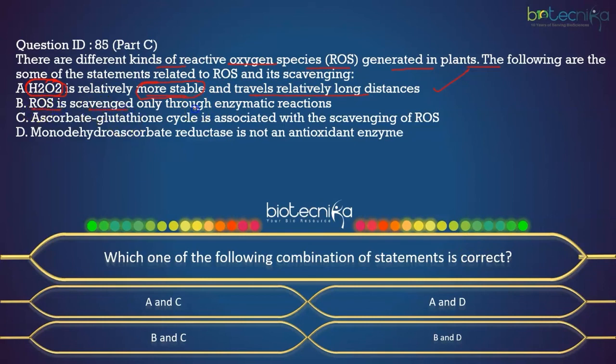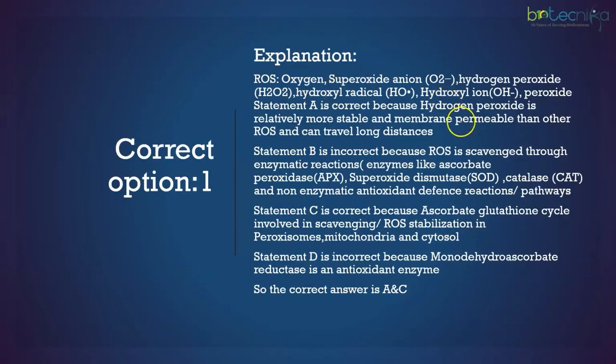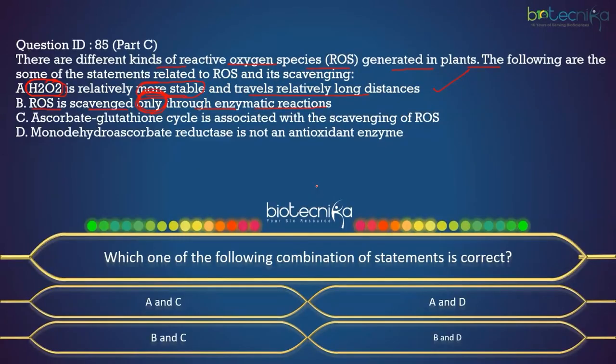ROS is scavenged only through enzymatic reaction. Only is the word here. It is not only by enzymatic reaction. It is not only by enzymes like ascorbate peroxidases or superoxide dismutases or catalases. Even non-enzymatic reactions can also scavenge this ROS. So this statement is wrong. Ascorbate glutathione cycle is associated with scavenging ROS. Yes. This cycle always removes ROS, which causes unstable conditions.